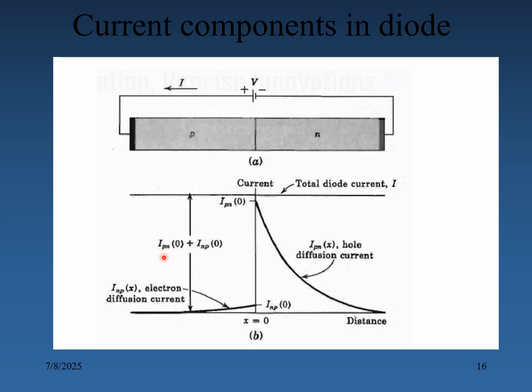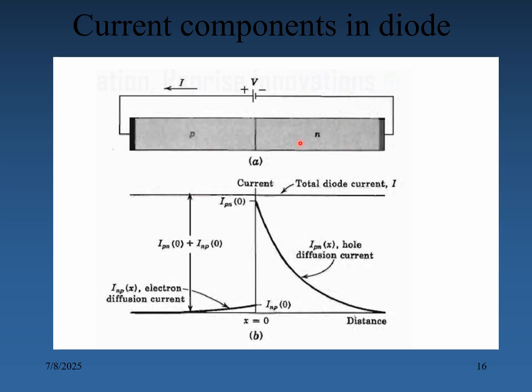What is I? It means current. In IPN, the first suffix is the type of charge carrier causing the current, and the second suffix is the semiconductor type, P type or N type. So IPN means the current due to holes in the N type. INP means the current due to electrons in the P type. So the total current in the P side is the current due to holes in the P type plus the current due to electrons in the P type. That means the majority charge carrier current plus the minority charge carrier current is the total current in the P side.